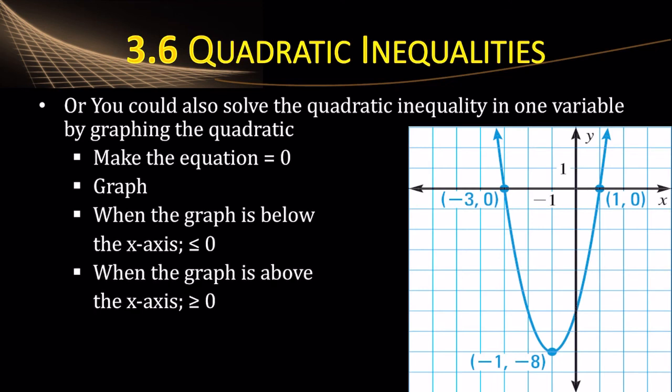So if here we wanted the greater than 0, it would be up here at the end, so you would say x is less than -3 or x is greater than 1. If you wanted less than 0, that would be in the middle, and you would say -3 less than or equal to x less than or equal to 1. So if it's above the number line, it's greater than 0. Where it's below the number line, it is less than 0.